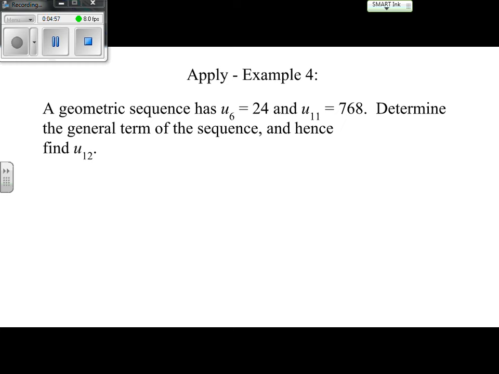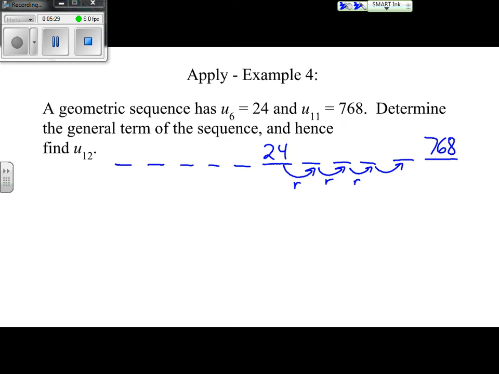So I'm going to draw a picture. I have my first term, my second term, my third, fourth, fifth, and then finally my sixth term, which I know is 24, seventh term, eighth term, ninth term, 10th term, and then finally my 11th term, 768. Now our question is, how do you go from a sixth term to a seventh term? Well, you multiply by a common ratio. And then from the seventh term to the eighth term, again, I multiply by a common ratio. Eighth to ninth, multiply a common ratio, so on and so forth. Ninth to 10th, common ratio, and then 10th to the 11th term, I would multiply by one more common ratio.